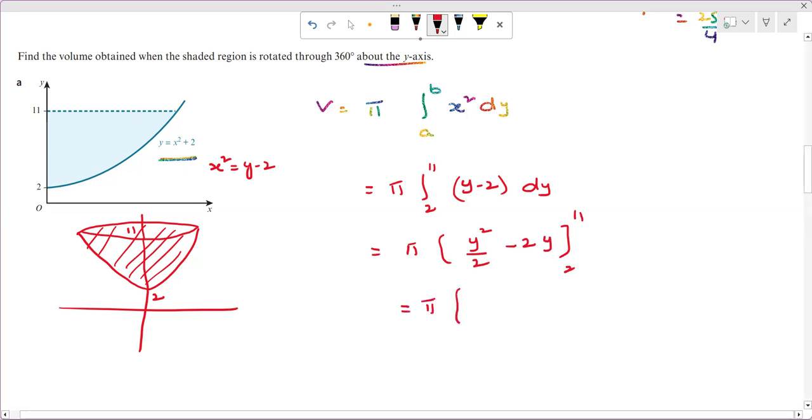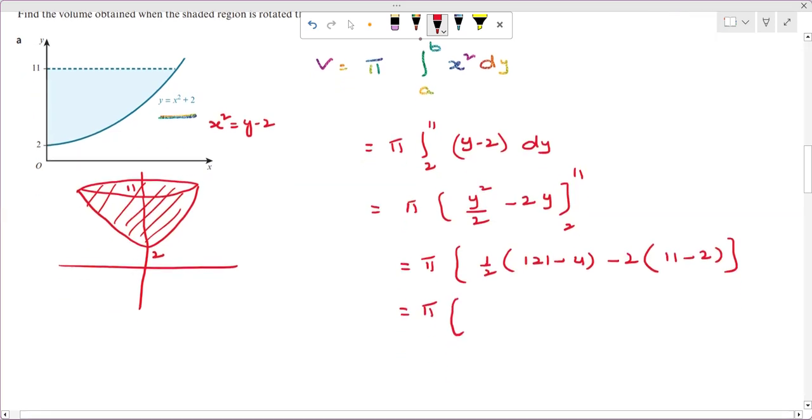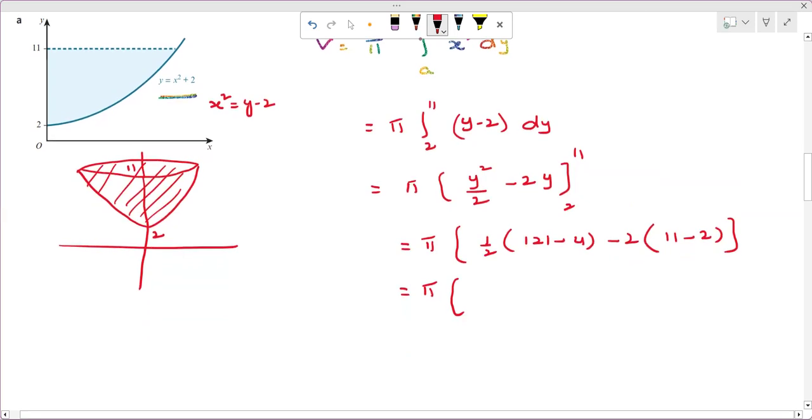So it will be what it is over. Apply the limits, 1 by 2. Upper limit 11 square is 121. Lower limit, minus lower limit 2 square is 4. Minus 2 into upper limit is 11, minus 2 into lower limit is 2. So which is equal to pi into 121 minus 4 is 117, so 117 divided by 2, minus 11 minus 2 is 9, 9 times 2 is 18. Now simplify this.